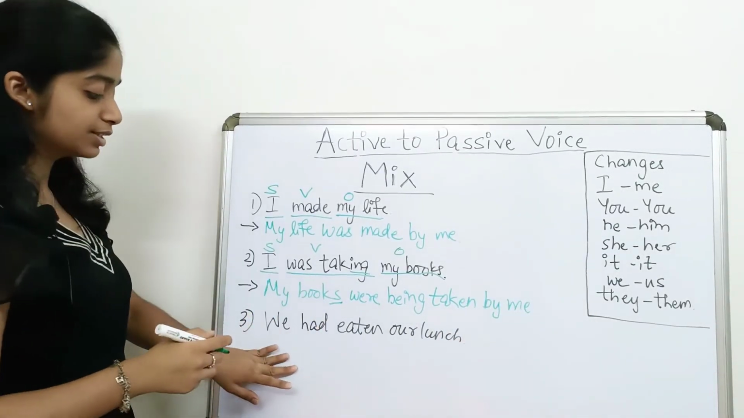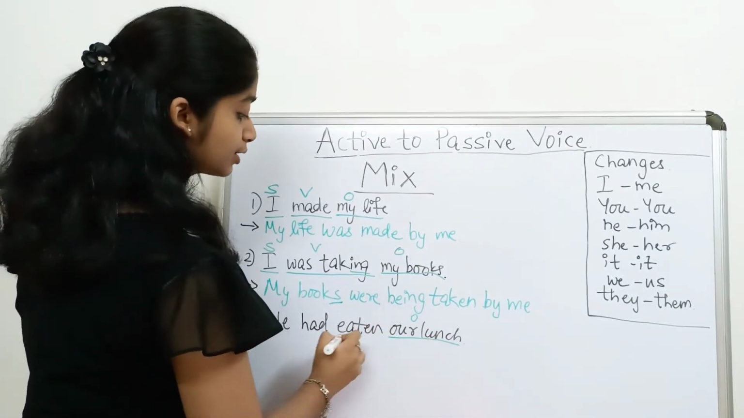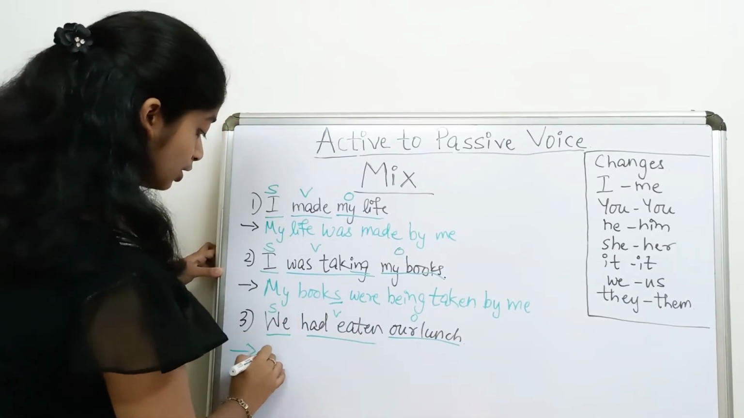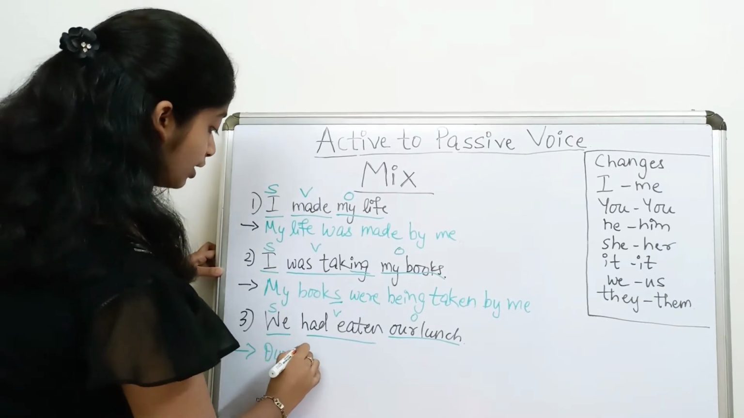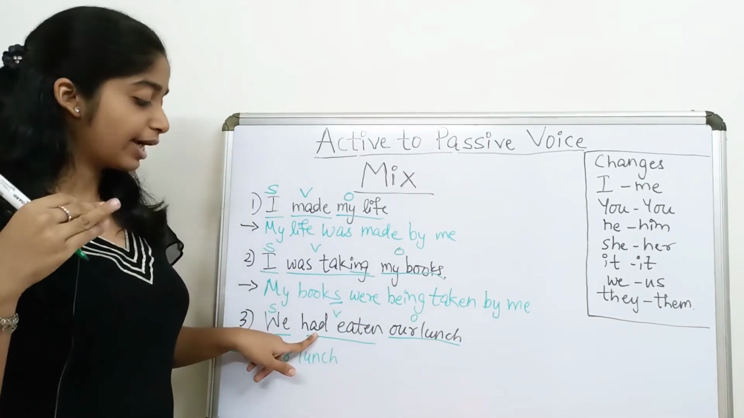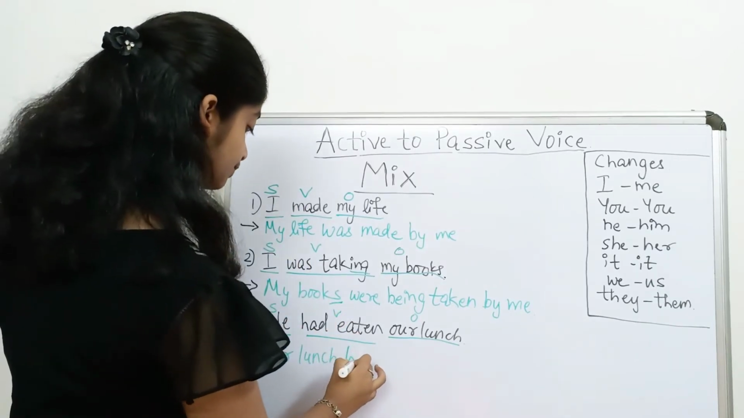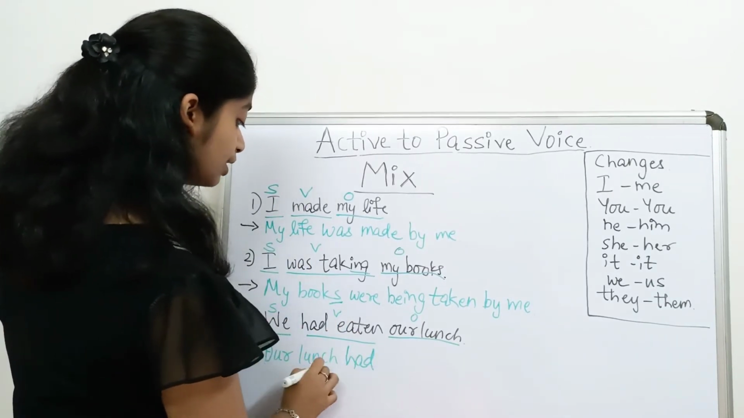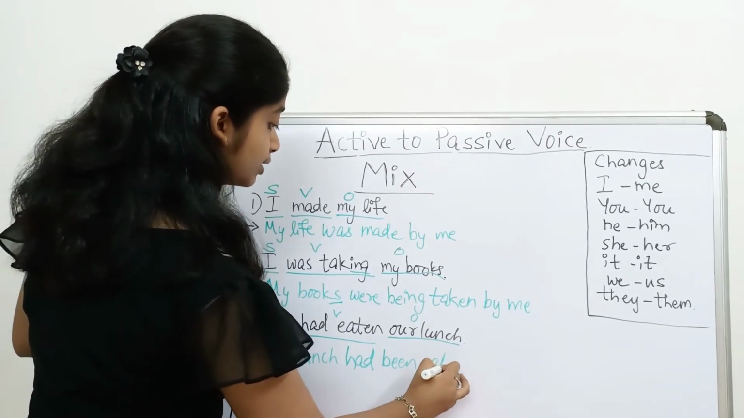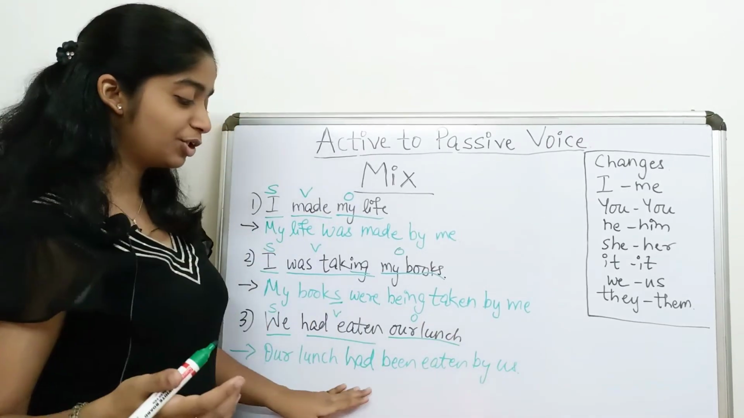Another one we have is we had eaten our lunch. Our lunch is the object, had eaten verb, and we subject. So our lunch had eaten. So we will write had same because it is the past tense, past perfect. So our lunch had been eaten by us. This will be your final answer.